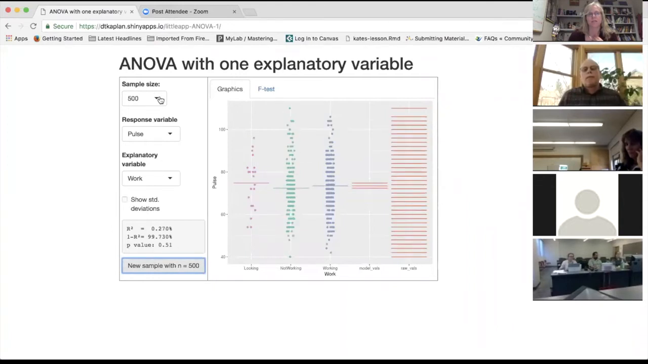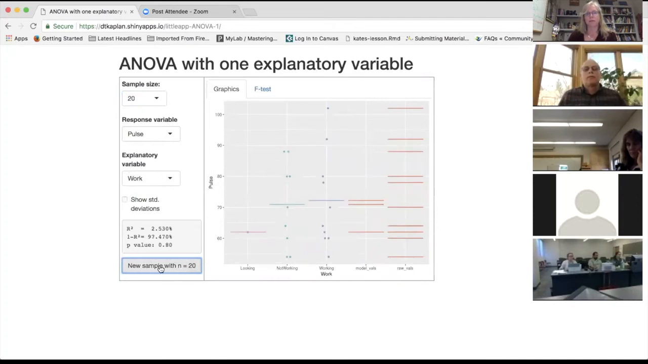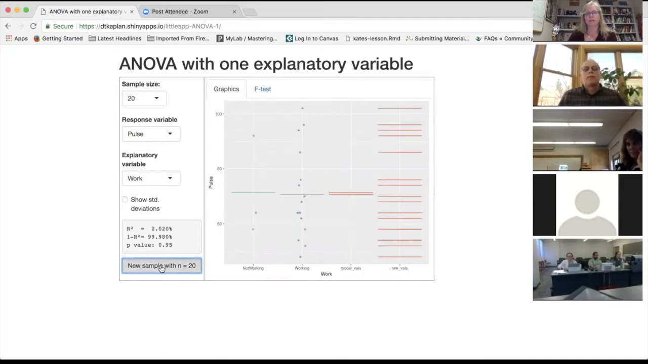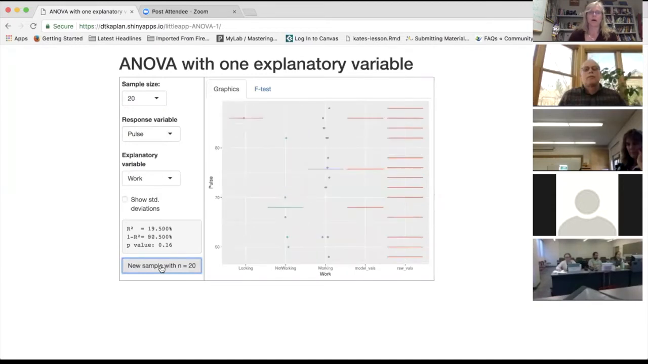And I might even at this point change the sample size to say, okay, we saw not much difference when we had a large sample. What happens if we have a small sample? You can see, hey, there's a big difference sometimes. The means jump around a lot more, and then talk about why that might be the case.